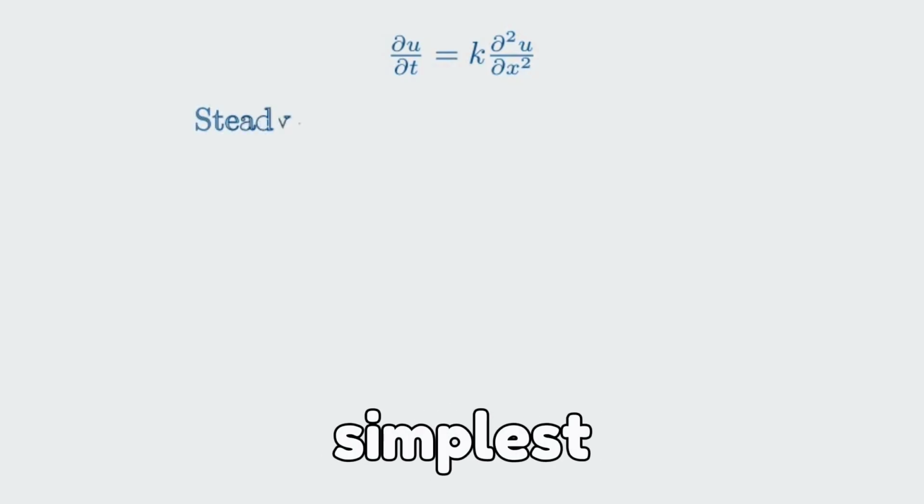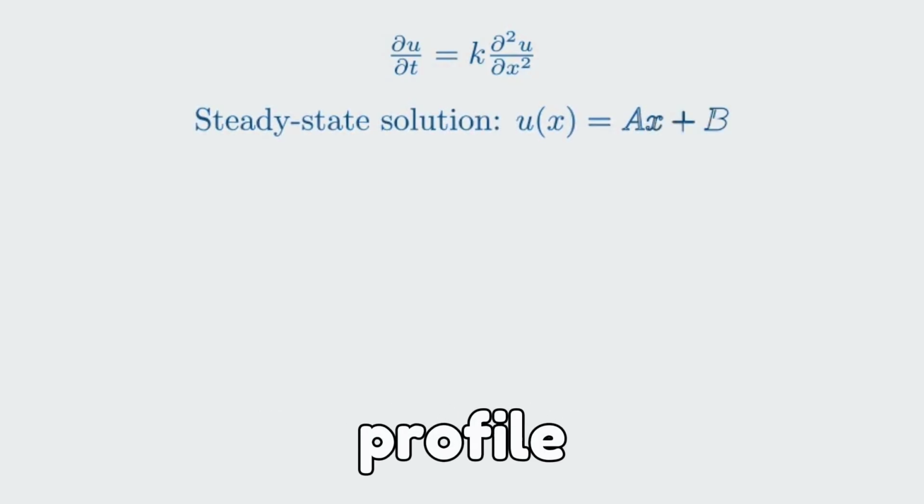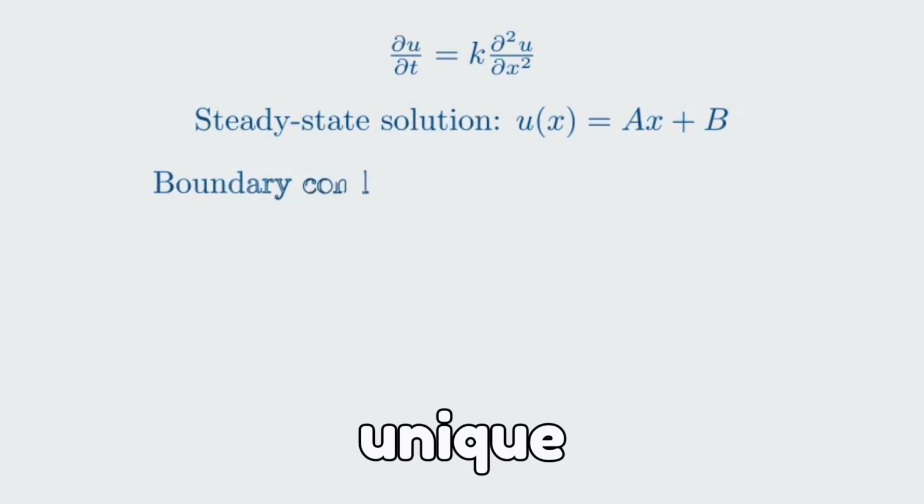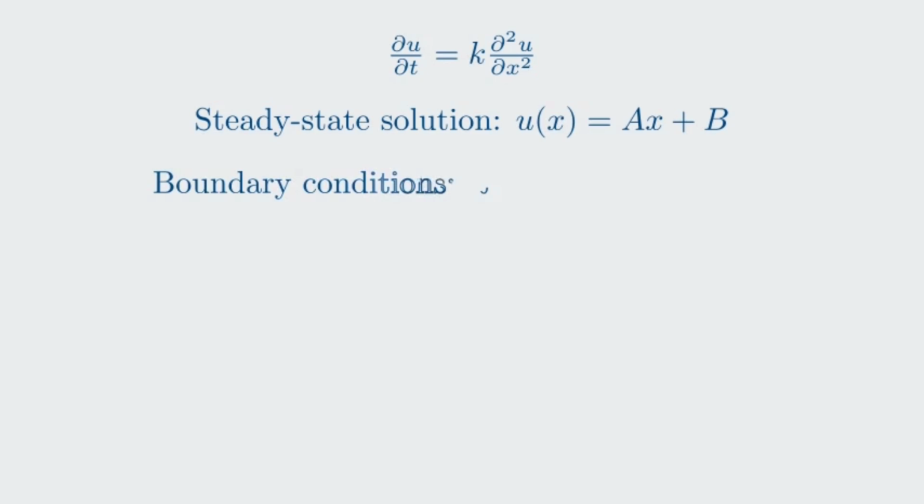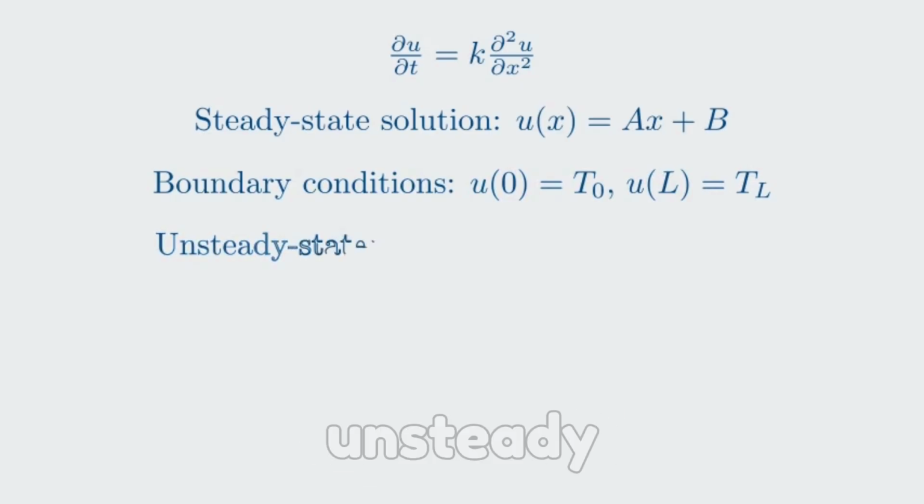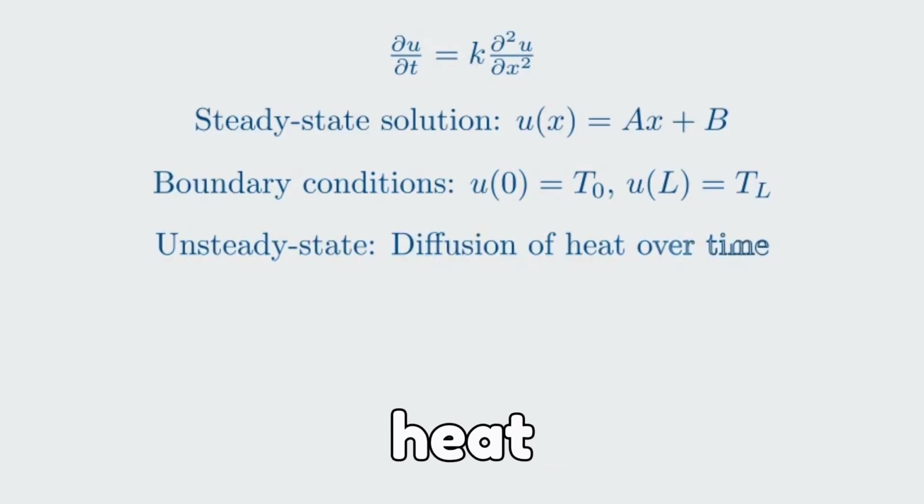We solved the simplest case, the steady-state solution, which is a linear temperature profile. We saw how boundary conditions allow us to find a unique solution for a given problem. Finally, we explored the more dynamic, unsteady state behavior, seeing how the equation describes the diffusion of heat over time.